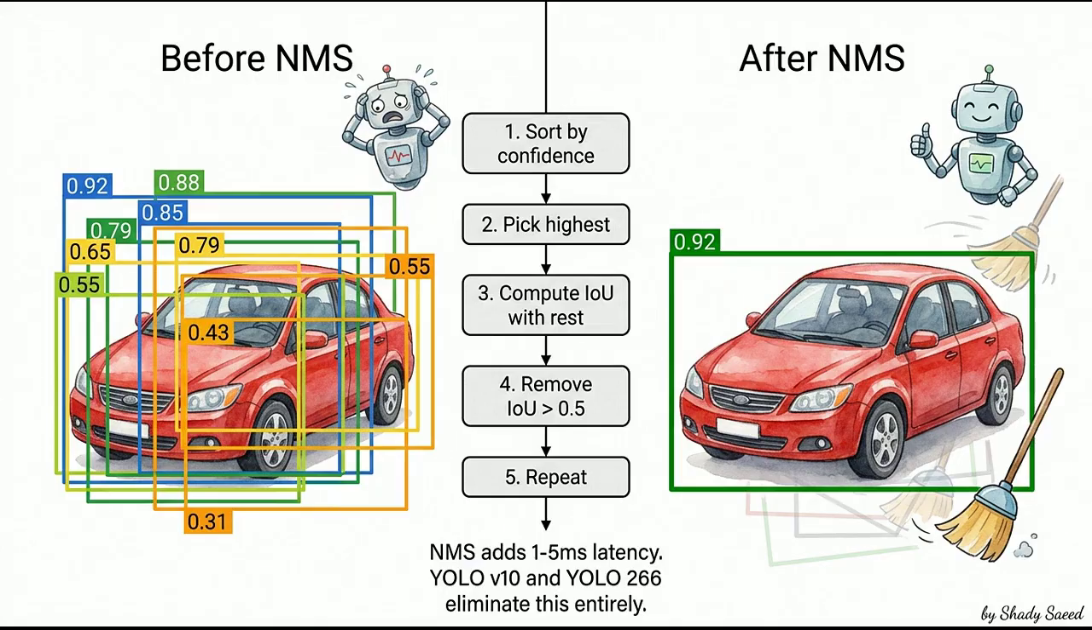After YOLO makes predictions, multiple cells might detect the same object, creating overlapping boxes. Imagine 10 people pointing at the same bird shouting, "I see it." We only need one report. NMS keeps only the most confident box for each object and removes overlapping duplicates. It sorts boxes by confidence, picks the best, calculates IOU with all others, removes anything above the IOU threshold and repeats.